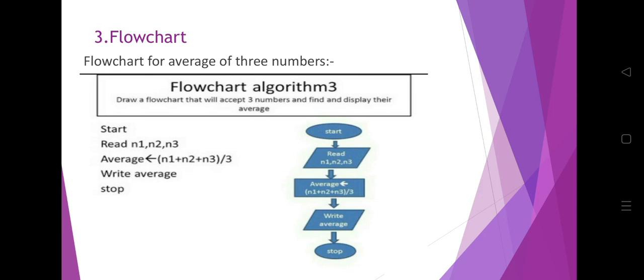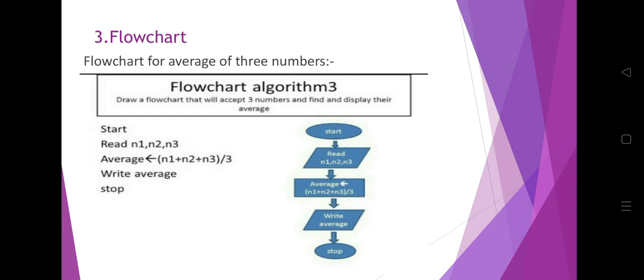After that we specify the output, that is printing. One more thing: output can be represented using the hybrid symbol, or in some cases we also represent it using parallelograms, and then we will stop. Now this is the end of the flowchart.